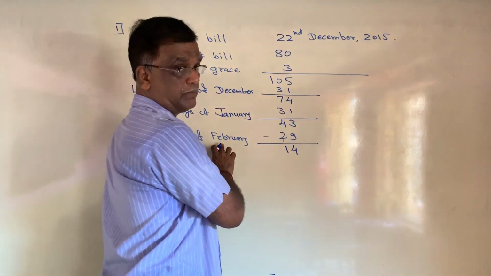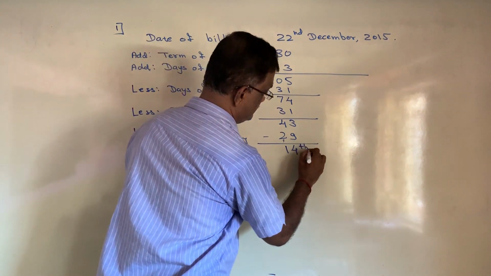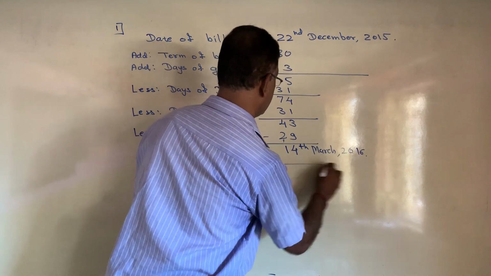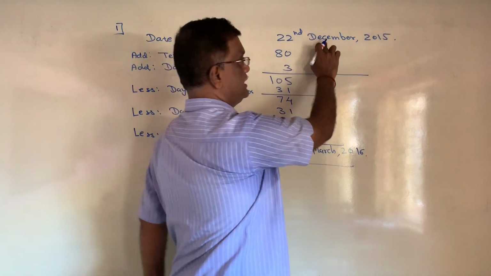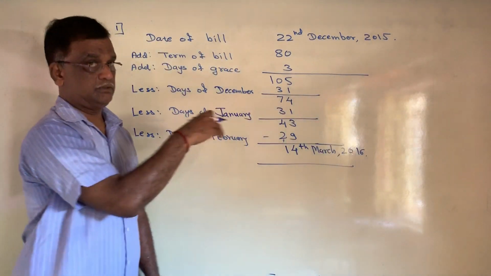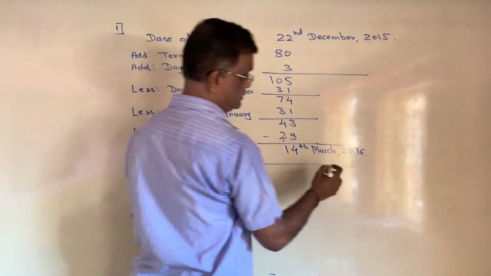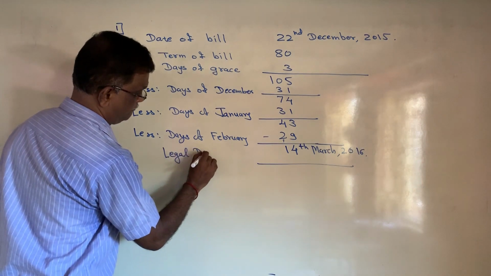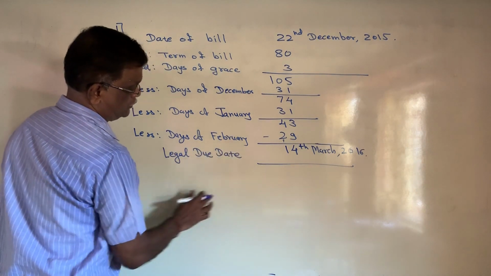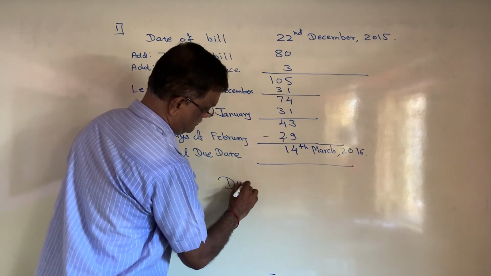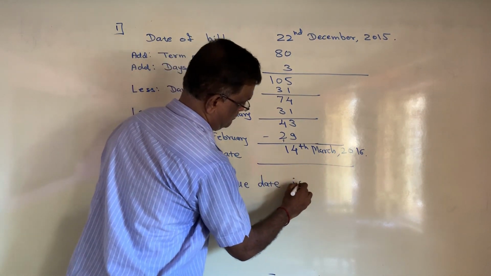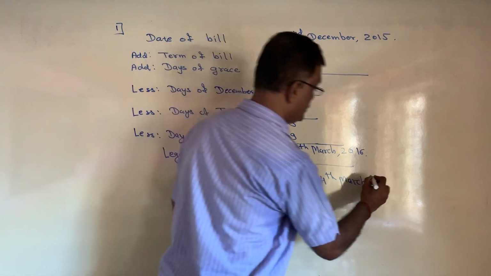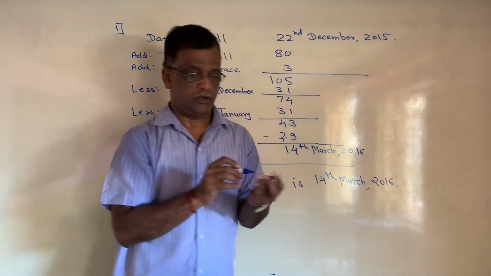After February, March comes. So this is 14th March 2016. Remember, here the calendar year ends in 2015 and from the next January 2016 starts. So don't forget that also. Be careful. So this is your legal due date. So the due date is 14th March 2016. I hope you understand.